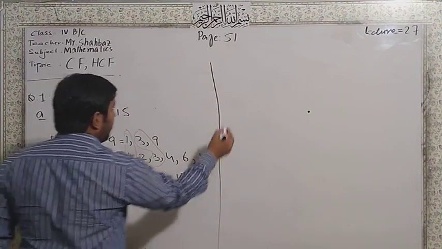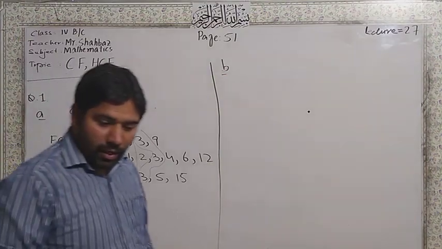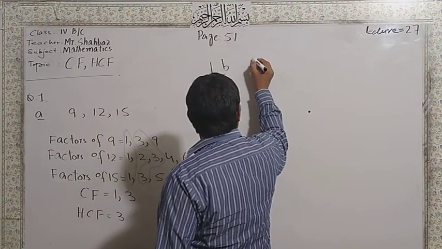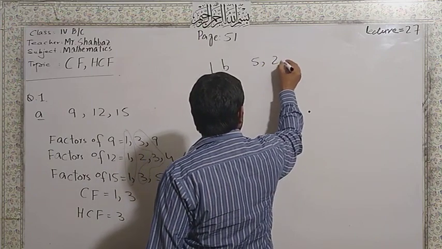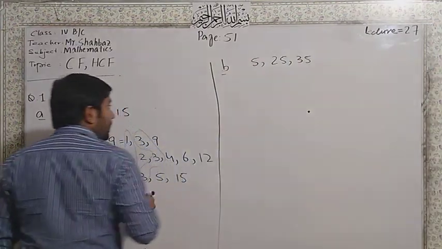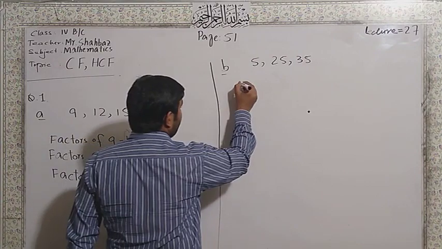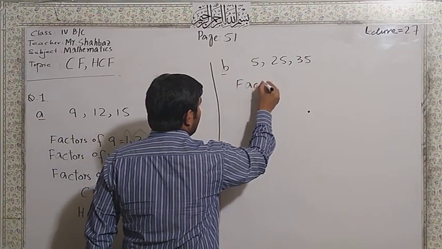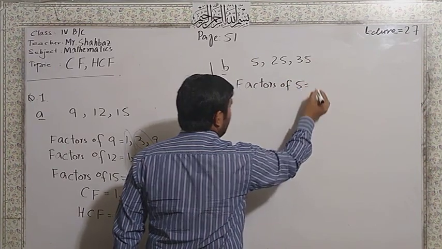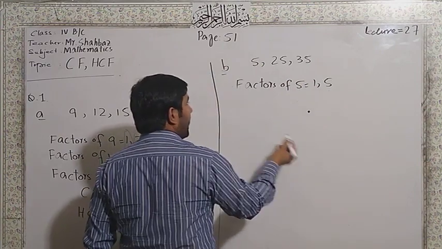Now you have part B. In part B, you have 5, 25 and 35. Okay? Same process, you have to write factors of 5. Factors of 5. So 1 5 is 5 and 5 1 is 5. There are just two factors.